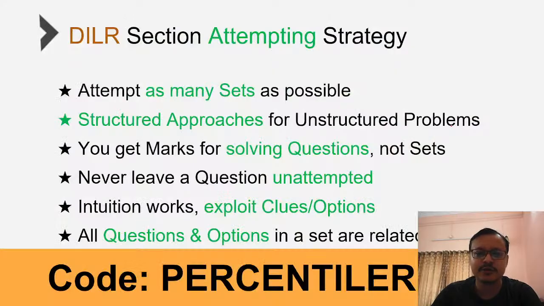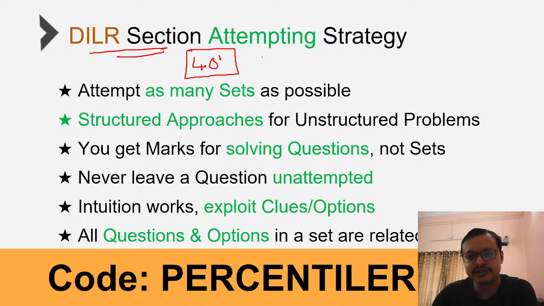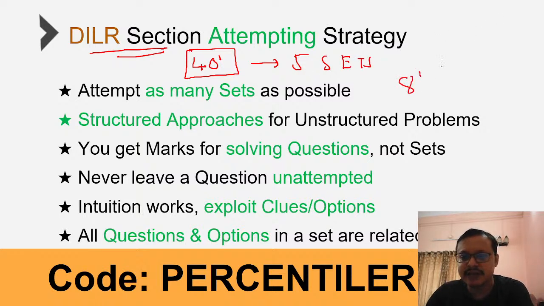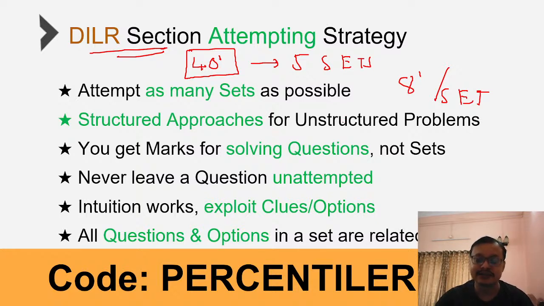So let's get started with today's session. Now, in the DLR section, in recent times, the time limit has been reduced a lot to 40 minutes for the entire section. In 40 minutes, you'd expect to solve 5 sets, which automatically means the time given to you is 8 minutes per set. And I'm sure that most of you will agree that 8 minutes per set is a very less time, given that the kind of sets that have been coming in recent years are difficult sets.